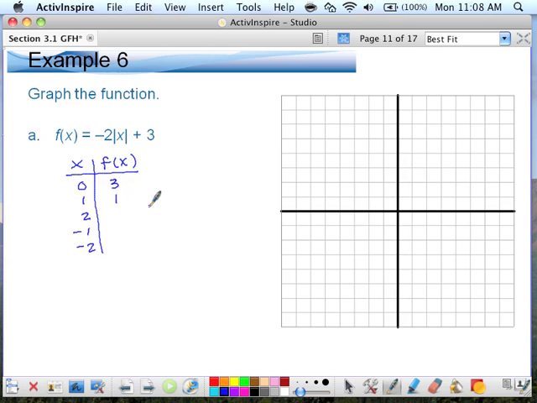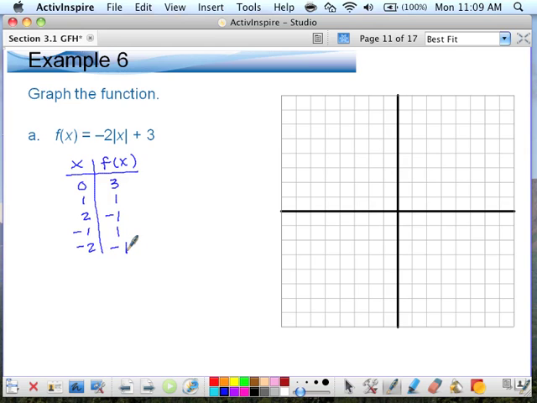Then if I substitute 1 in place of x, I get -2 times 1 is -2 plus 3 is 1. If I substitute 2 in, I get -2 times 2 is -4 plus 3 is -1. What happens if I substitute -1 in? Yeah, we get +1 again, because the absolute value turns the -1 to a +1. -2 times +1 is -2, plus 3 is +1. And if you substitute -2, you get -1.